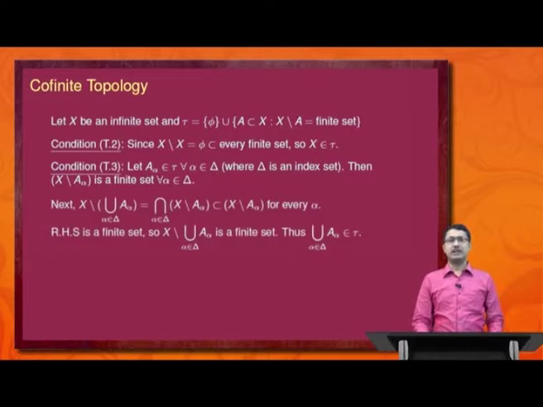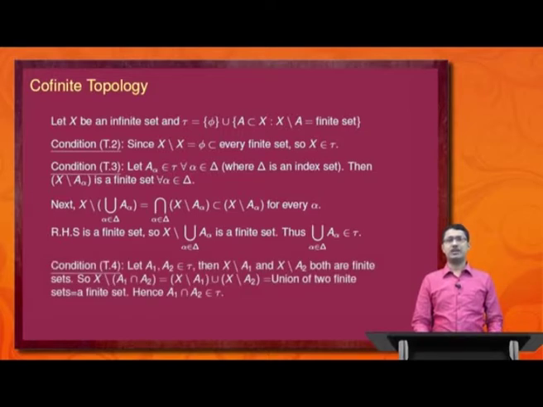Next, X minus the union over alpha in delta of A alpha is equal to the intersection over alpha in delta of X minus A alpha. It is an elementary set property, so the proof is very simple, and this is a subset of X minus A alpha for every alpha. Because the right hand side is a finite set, X minus the union over alpha in delta of A alpha is a finite set. Thus the union over alpha in delta of A alpha belongs to tau.